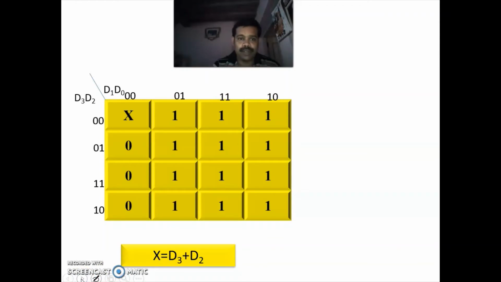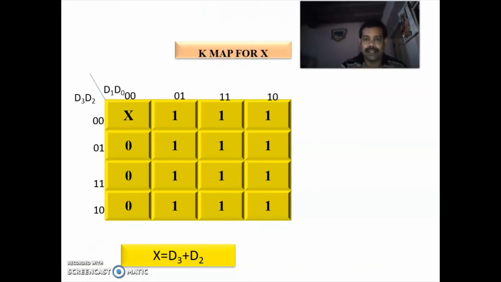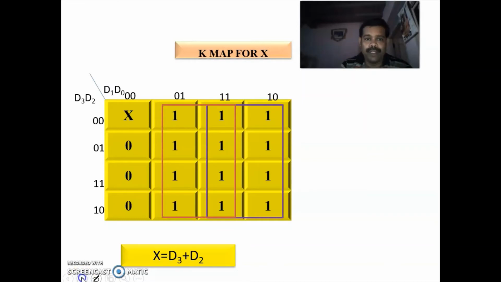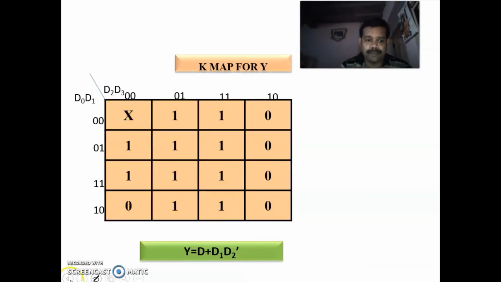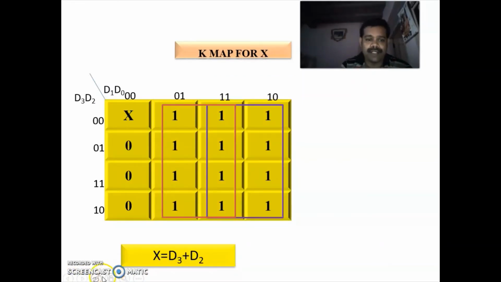Similarly, for the next one, this is for the K map of X. So we have plotted the corresponding ones by checking the column of X, and we have grouped them, and we are writing the expression. Expression is D3 plus D2.